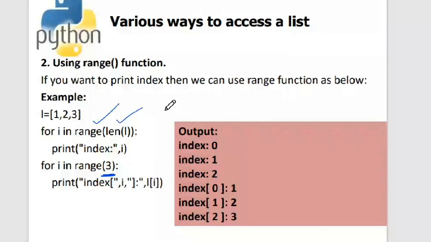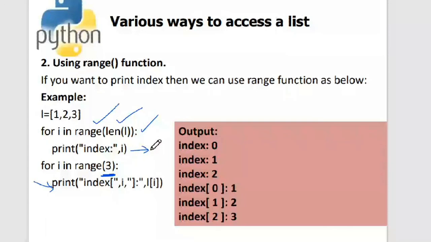In the first print, I have printed the indexes. You can also take the elements. In the next case, I have printed the elements as well as the index numbers. So this is another way to access the list, by using the range function.